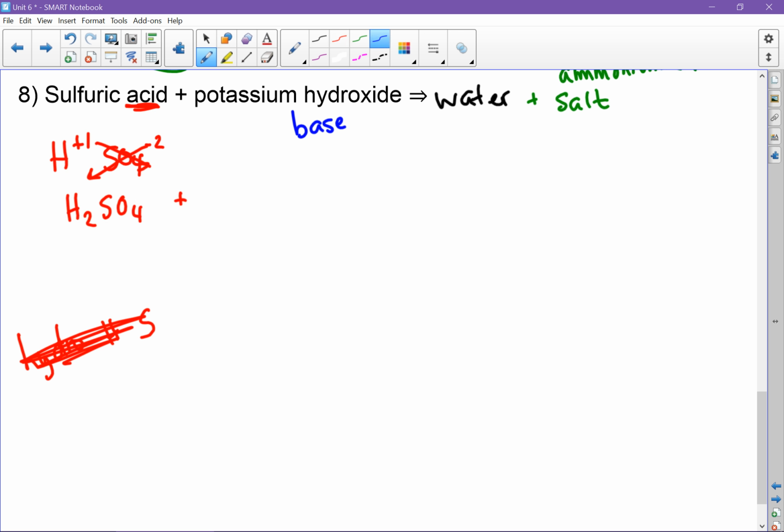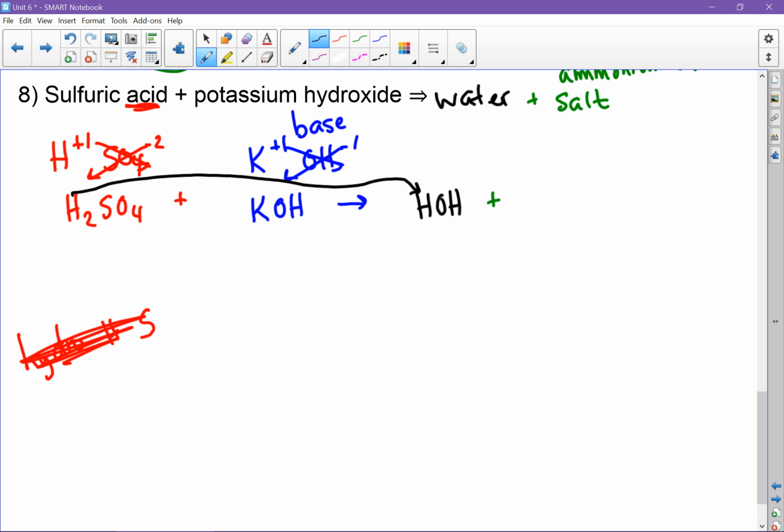Plus, now we need to do the same thing for the base. Potassium is K, hydroxide is OH, but we have to crisscross. Formula for that base is KOH. Okay. Now, water we know has to be H2O, same thing as HOH. I like to write it like that because that helps me to figure out the salt. Thinking about the water and where it came from, this H from the acid became that part of the water, and the OH became that part. The leftovers are what we're going to use to make the salt. So we didn't use the SO4 and we didn't use the K. That's what we're going to combine.